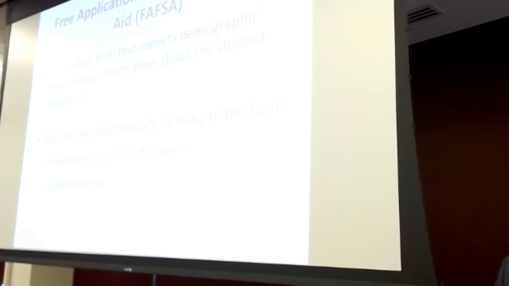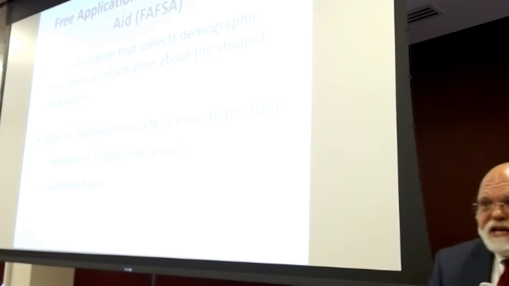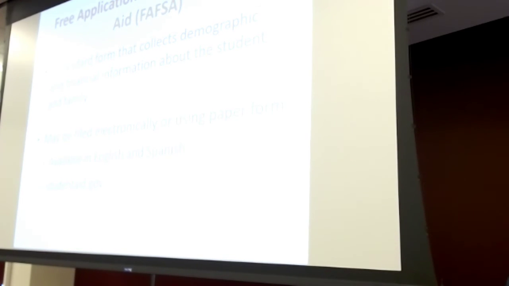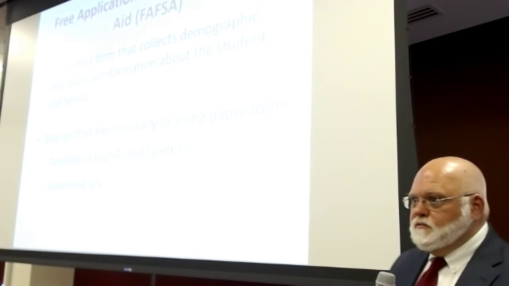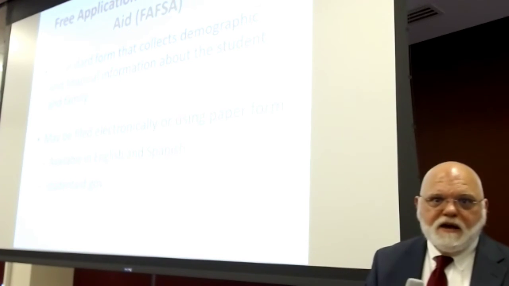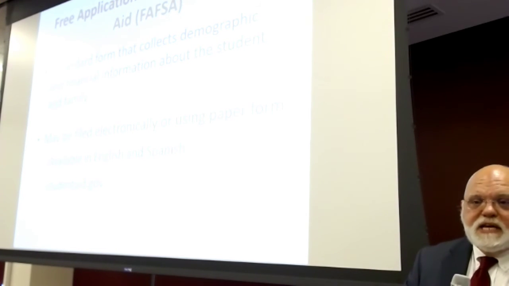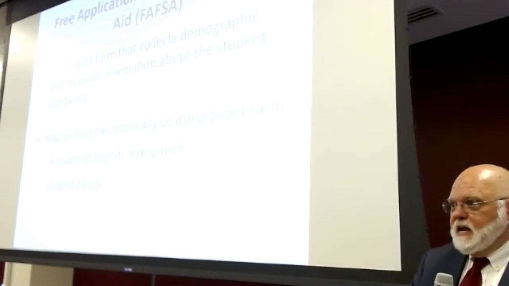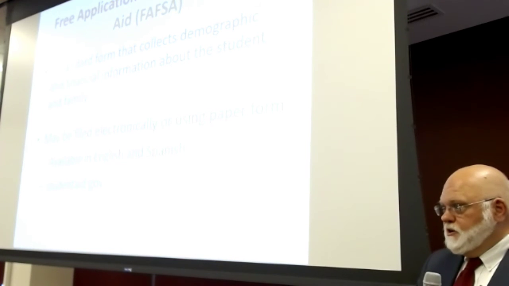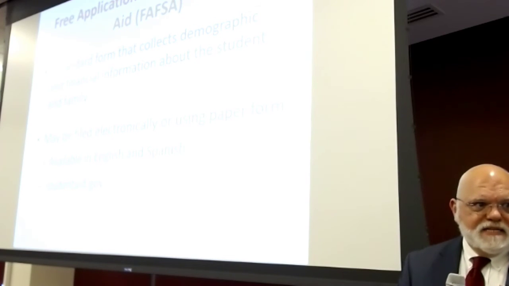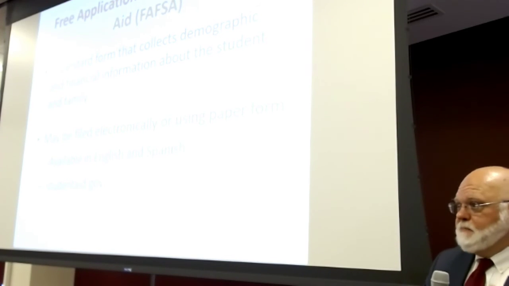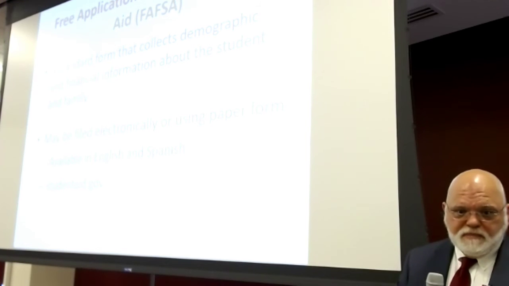However, 99.9999% of our students file it electronically, and I strongly recommend that you do that. It's available in English and Spanish, and it all happens at studentaid.gov. There's two steps that you'll complete at studentaid.gov. The first is you need an FSA ID. An FSA ID is your electronic signature. One parent and the student each need an FSA ID. That's the first step, and you can do that today when you go home.